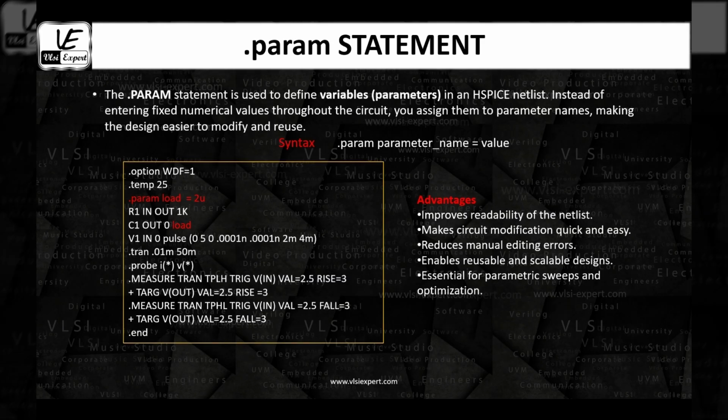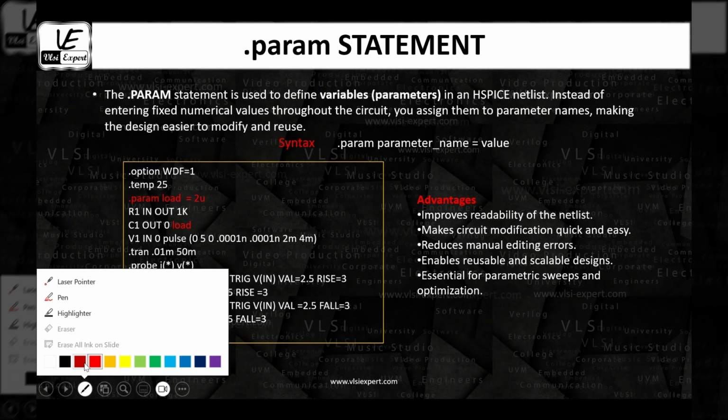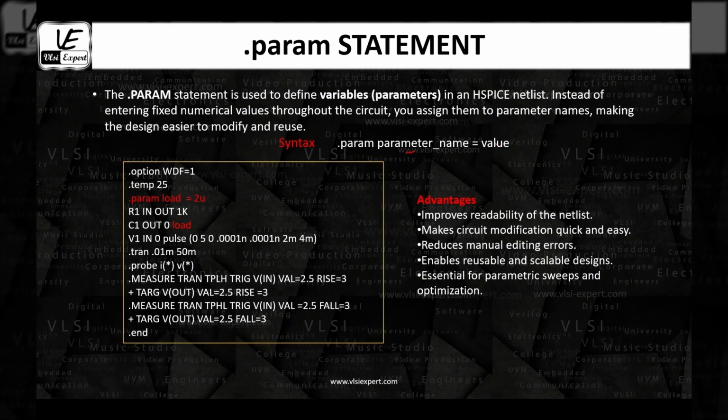So let's get started. The .param statement is used to define variables, which we call parameters, in an HSpice netlist. Instead of entering fixed numerical values throughout the circuit, you assign them to parameter names, making the design easier to modify and reuse. The syntax is .param followed by the parameter name, and then we give the value to it. Now let's see that in an example.